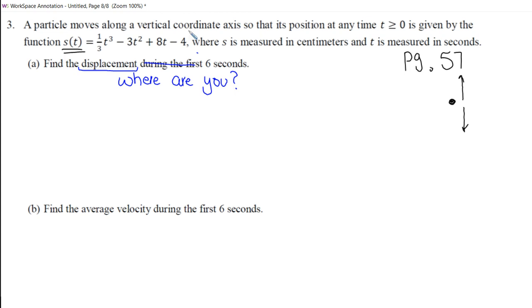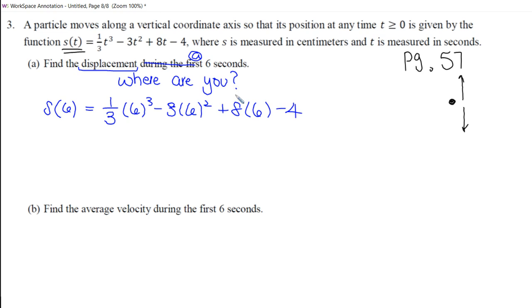Okay. In order for me to figure out where I am, not where I'm going, I'm going to be looking at my position. I am at position at 6. So I'll go ahead and plug this into every piece. And that is going to give me where I am at 6 seconds. Good? I'm not going to evaluate this, but this is going to tell me where it is. But my unit would be centimeters.